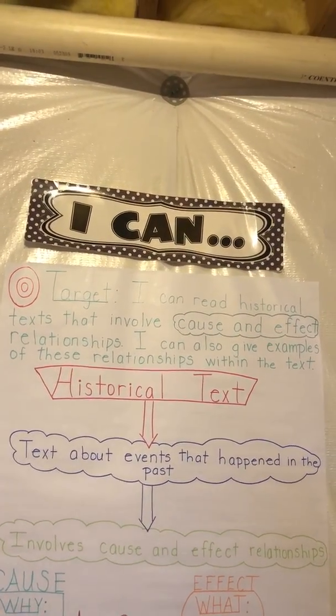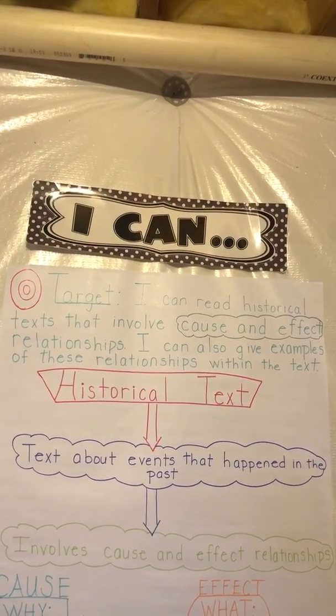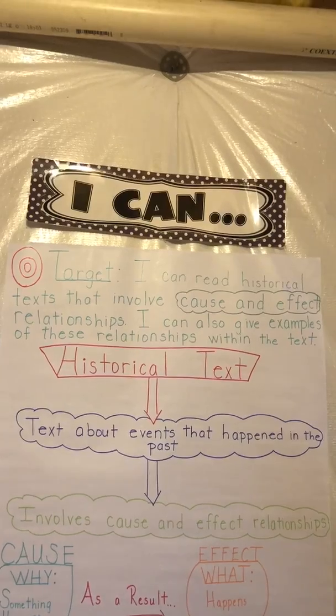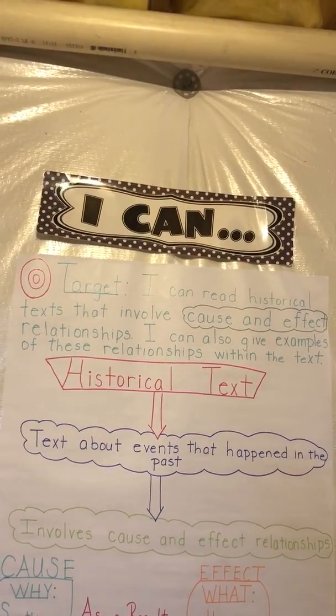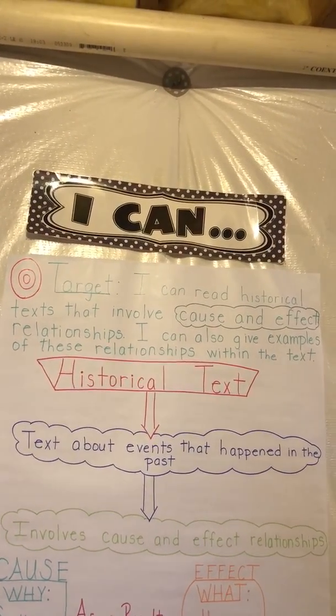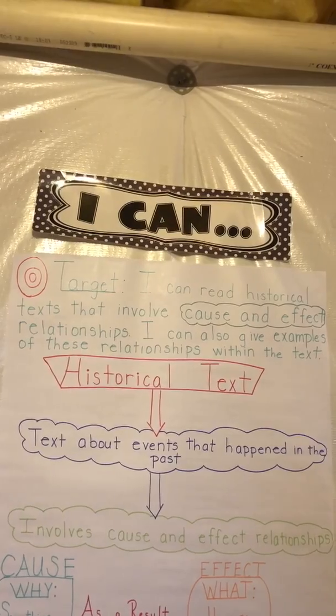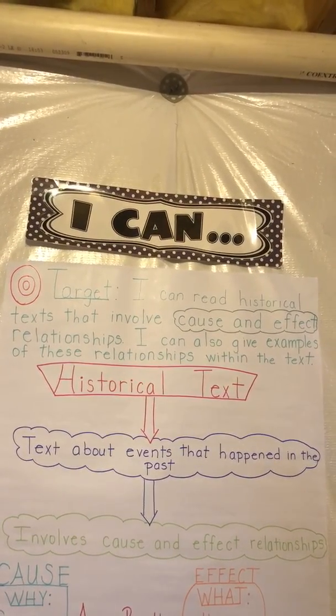For today's lesson, first thing we're going to start with is, of course, our target. We're going to recap what we have been learning about all week long. Okay, so our targets read, I can read historical texts that involve cause and effect relationships. I can also give examples of these relationships within the text.